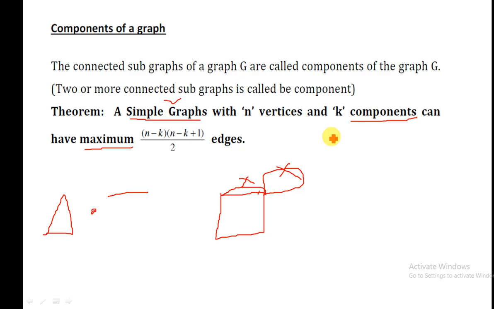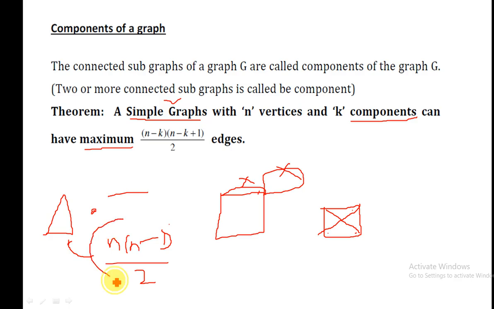And the second definition, maximum number of edges. What is the formula? We already know. If a graph has n vertices, the maximum number of edges is n into n minus 1 by 2. It is the maximum number of edges for a graph. For example, if I take 4 vertices, 1, 2, 3, 4, how many edges can we draw? 1, 2, 3, 4 and of course 5 and 6. So it is the maximum number of edges.